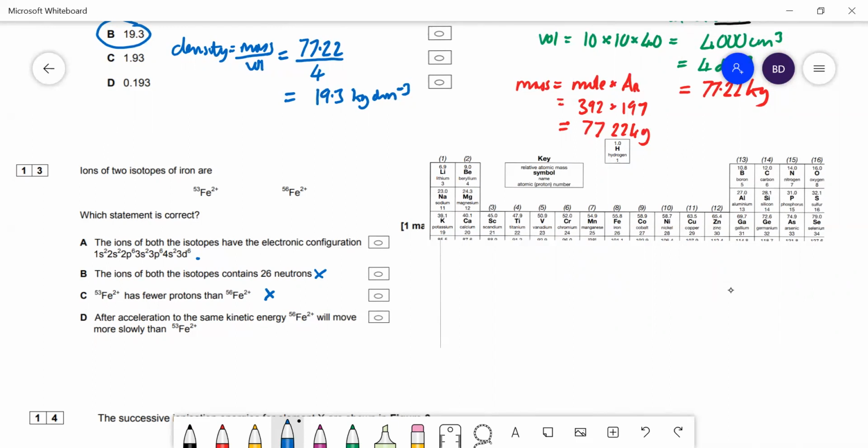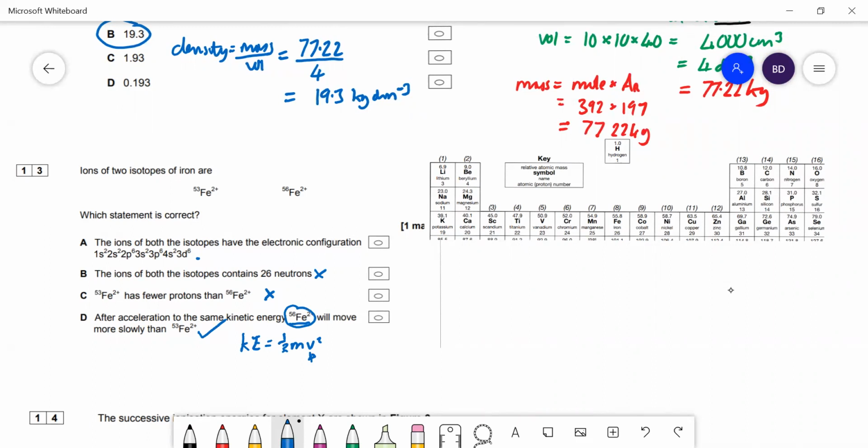D, after acceleration to the same kinetic energy, this one will move more slowly than the other one. Well, that is correct, because of course kinetic energy is equal to half mv squared. The 56 isotope has a bigger mass than the 53. They've all got the same kinetic energy, so that means the velocity has got to be smaller for the 56. All right, let's just check A.